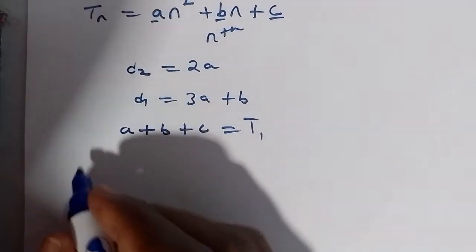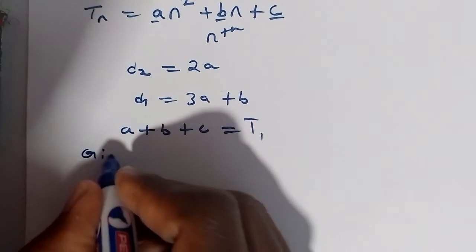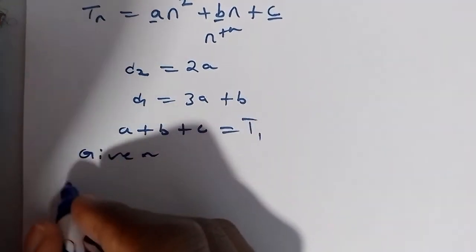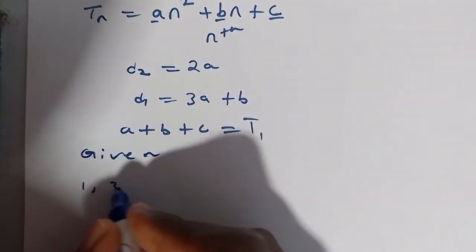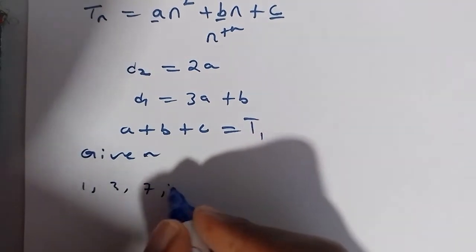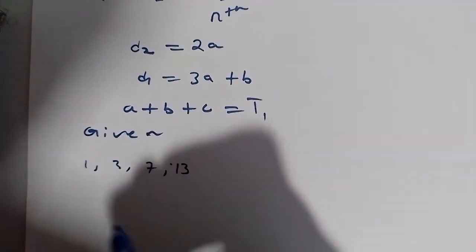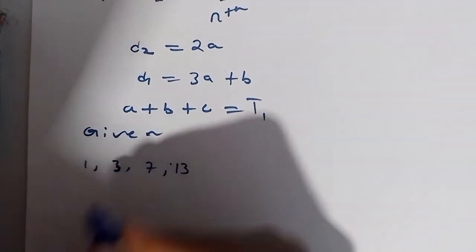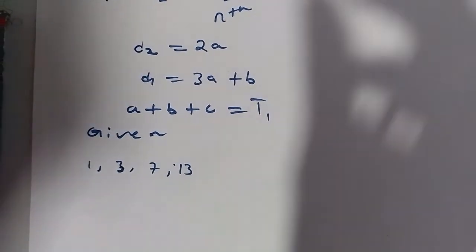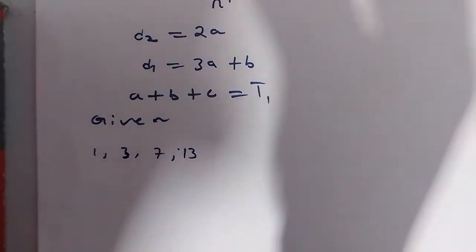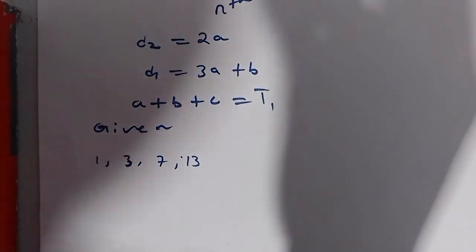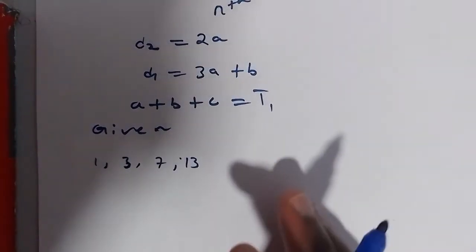In the question, we are given the following pattern, which is 1, 3, 7, and 13. You're given this pattern, and they say calculate or determine the next two terms, right?